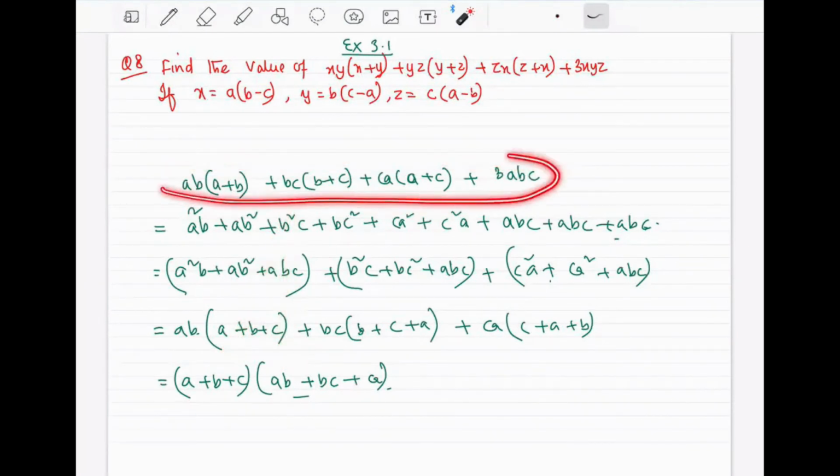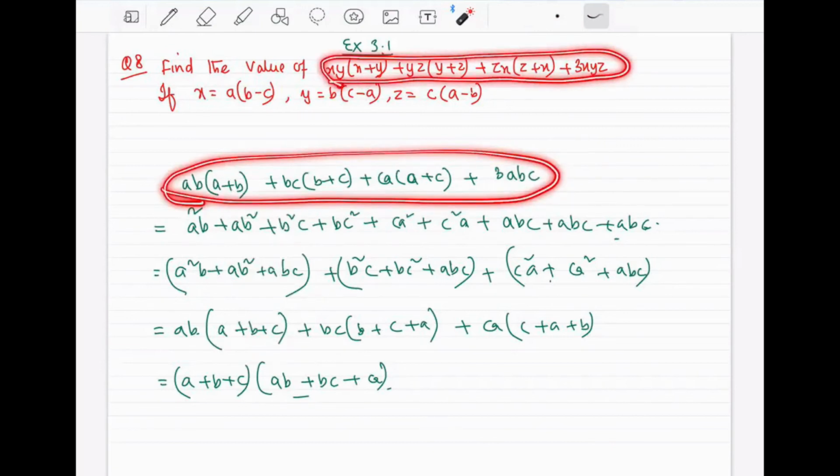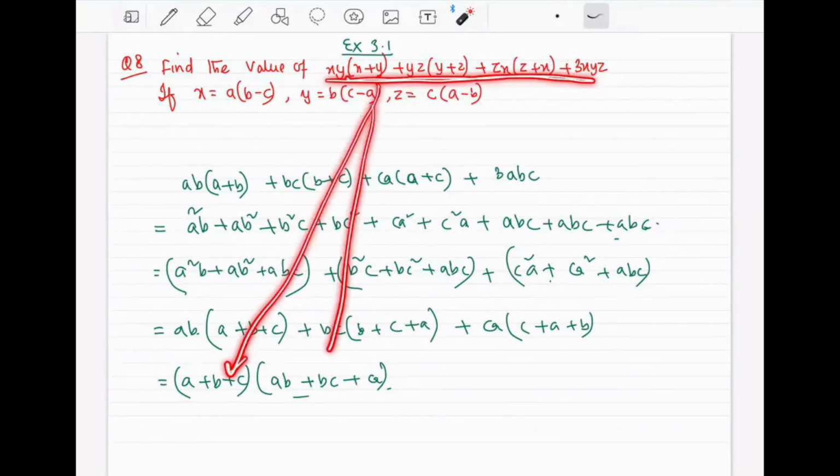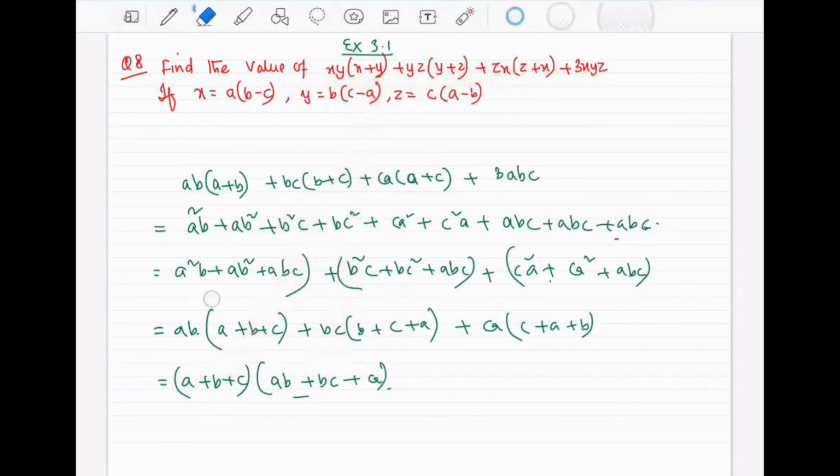This is no different. This expression right here is no different than this expression right here. The only difference is instead of A and B here, we have got X and Y here. In the expression as given in the question, we have got X and Y instead of A and B. So if I factorize this, we are going to get this expression right here, the final expression. I'm going to rub this off.